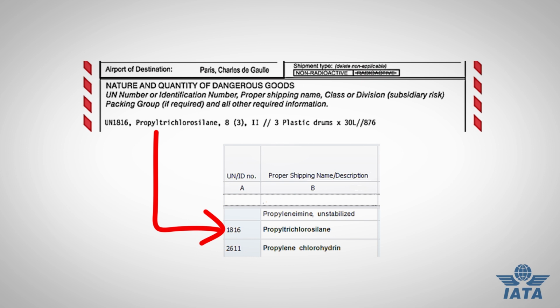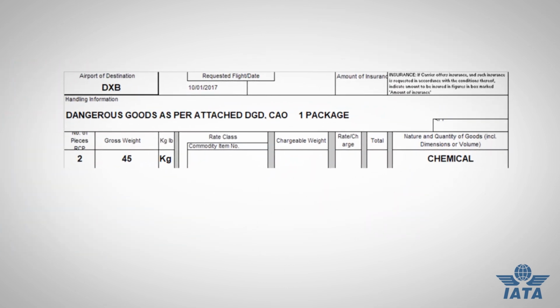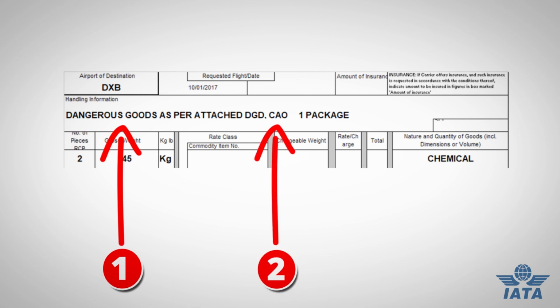The air waybill accompanies the dangerous goods consignment where a dangerous goods declaration is required. This includes, if applicable, in the handling information box, mandatory information such as the dangerous goods statement, cargo aircraft, and the number of packages of dangerous goods, if applicable.